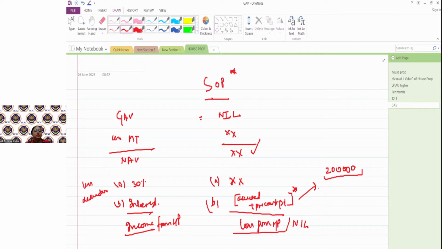And this ceiling, so there is a ceiling limit of 2 lakh. Now, accrued plus pre-construction period, as we saw in the equation, was 72,400, right? So that total would be allowed. But suppose accrued plus pre-construction period is say 2,70,000. So only interest which would be allowed would be 2 lakhs. So the loss from house property maximum would be 2 lakhs in case of self-occupied property.